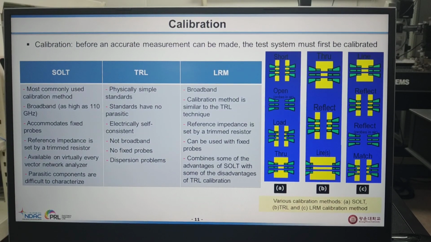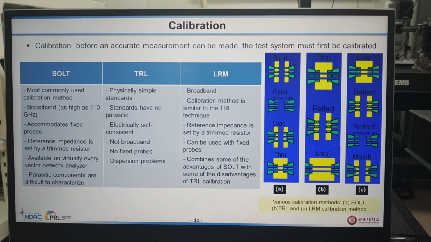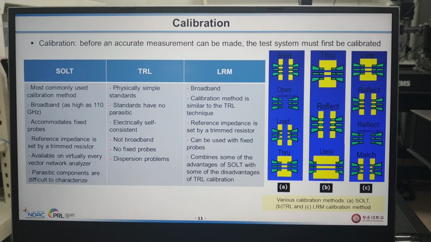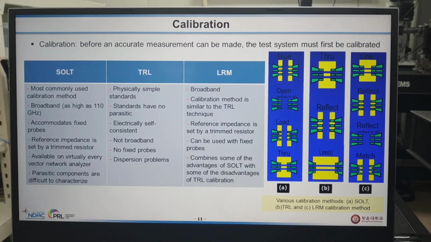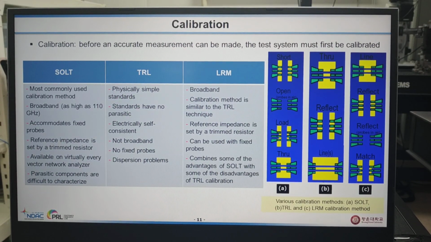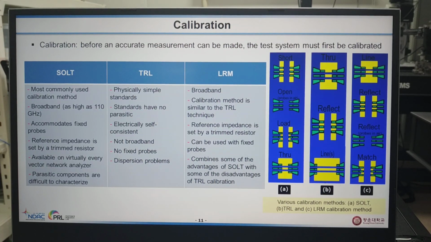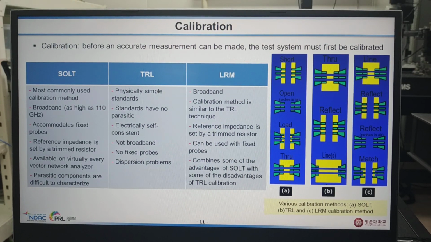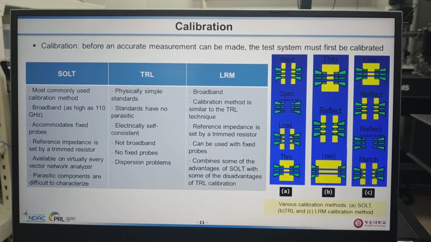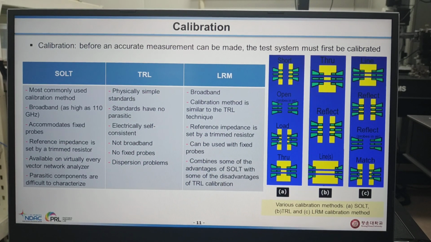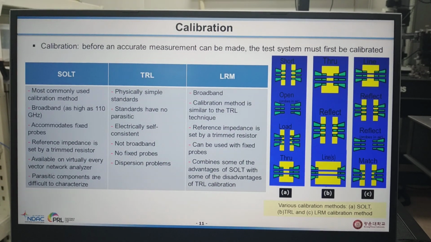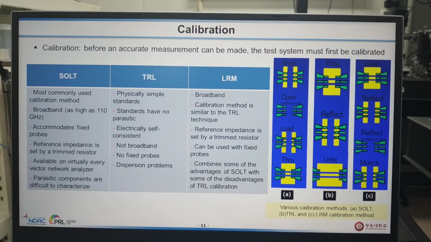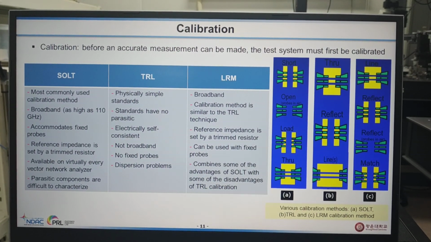About the calibration, before an accurate measurement can be made, the test system should be first calibrated. It's the key factor whether our measurement can succeed. So remember to calibrate your system before measurement.